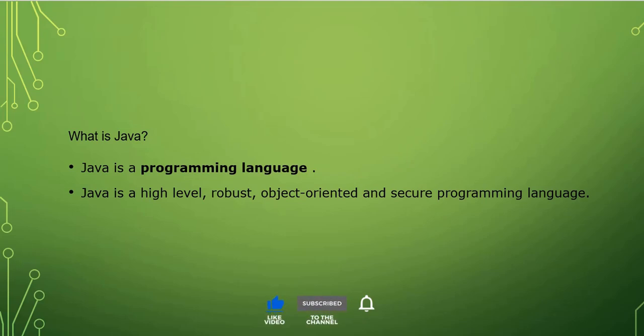Now let's discuss the introduction of Java language. What is Java? Java is a programming language. Java is a high-level language, robust, object-oriented and secure programming language. What is high-level language? The human understandable language. And robust means strong management. Object oriented. So we will discuss the object oriented programming system later in detail.